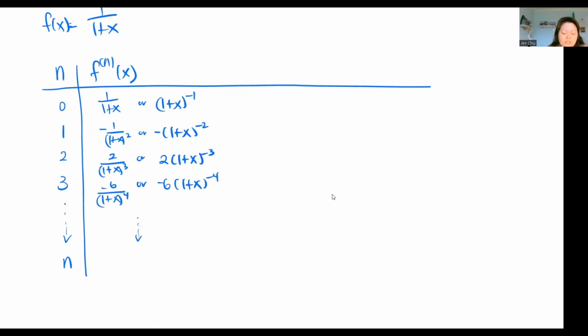Okay, so let's see if we can generalize this. First of all, I see that my signs are alternating. Starts positive, negative, positive, negative, positive, negative. That gives me a hint that it's negative 1. Now, is it to the n or n plus 1?